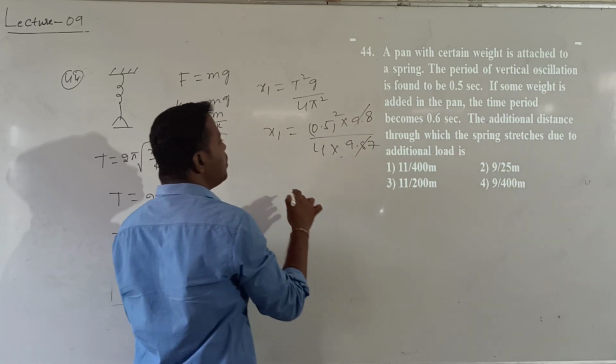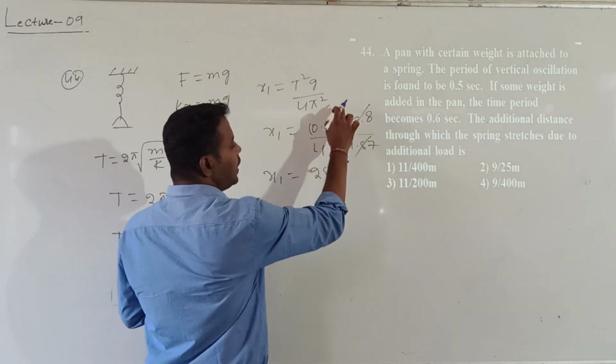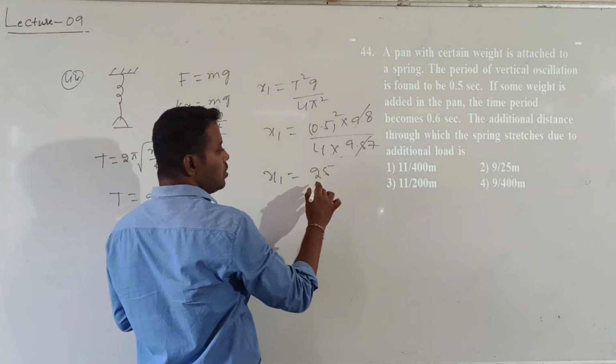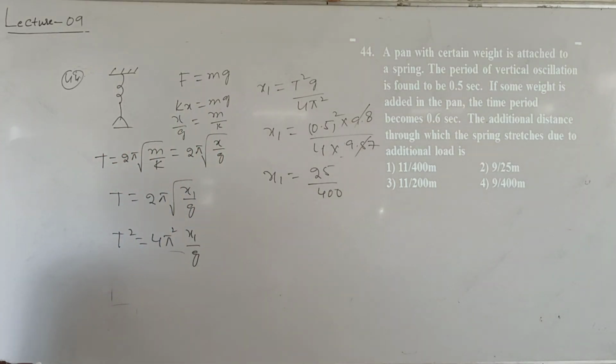Approximately, can I cancel these both? So the x1 value will become, can I write, 25 into 10 to the power of minus 2. So 25 divided by 400. This is the elongation initially.